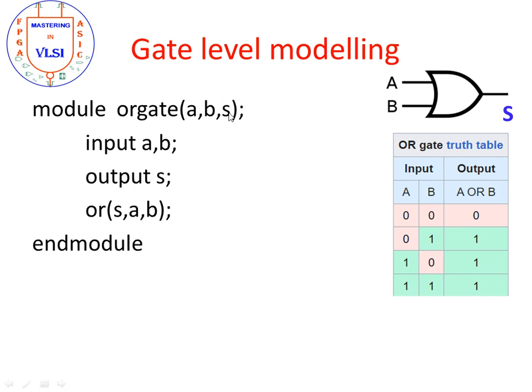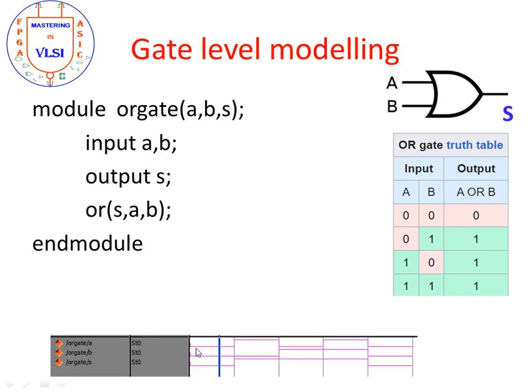Here is how we specify the module: the module name is ABS, and these are the IOs. Input A comma B, both are input signals. Output S is the output signal. OR is the inbuilt primitive we are taking. This is the gate level modeling. Actually, gate level modeling is nothing but using the already defined primitives. That's all.